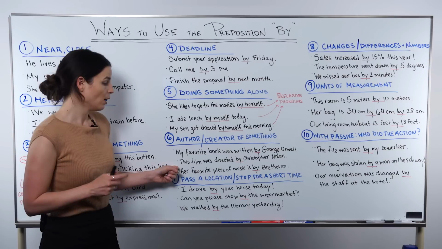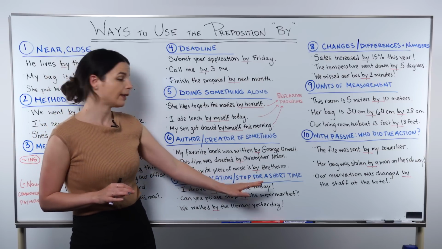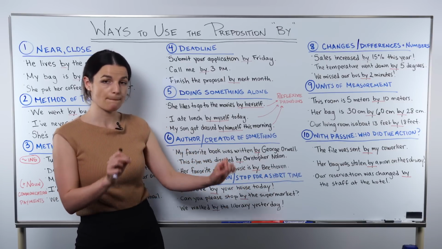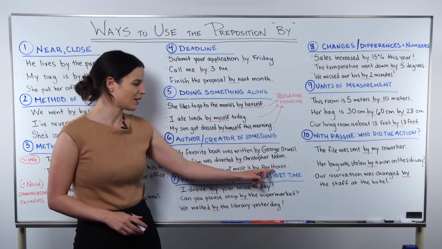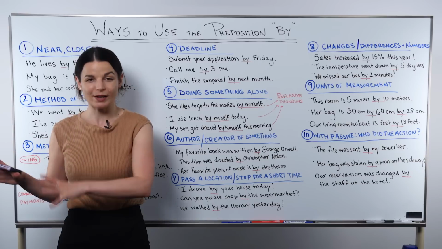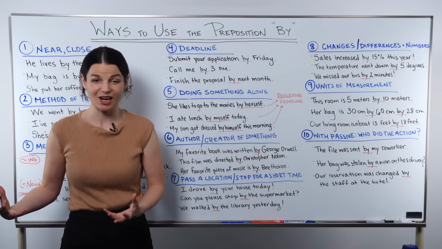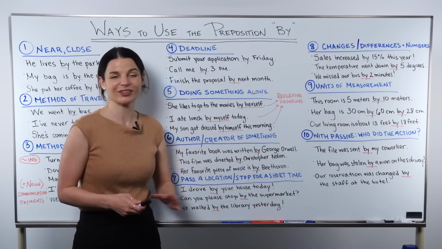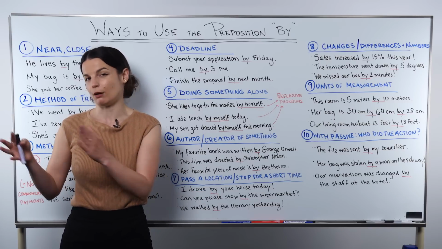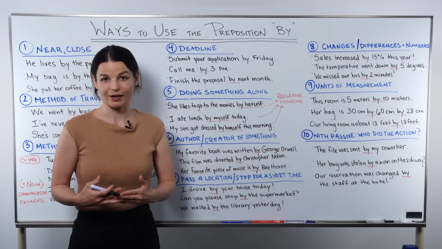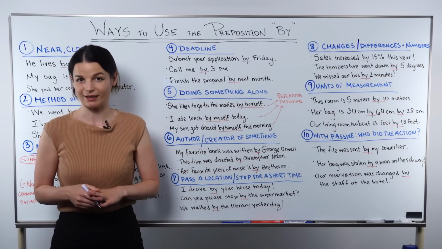Okay, one more. Her favorite piece of music is by Beethoven. In this case, we have just one name, Beethoven. So some artists, some creators are known by just one name, or maybe they have a performance name or something like that. If it's a very famous artist like Beethoven, for example, most people just know it by one name, and that's okay. So we use by before the creator's name to talk about the person who made something.